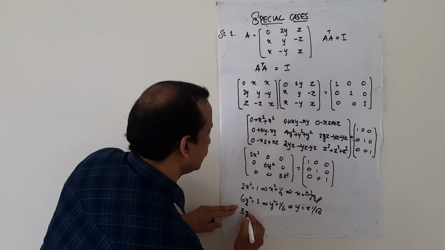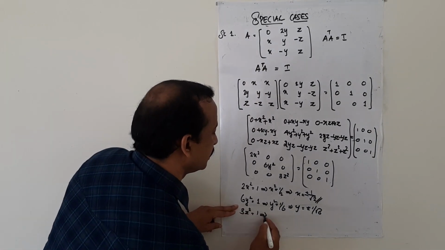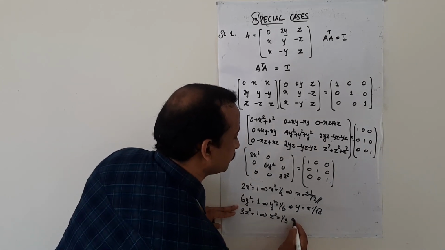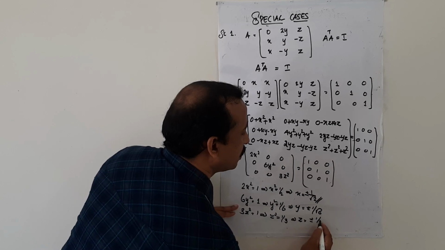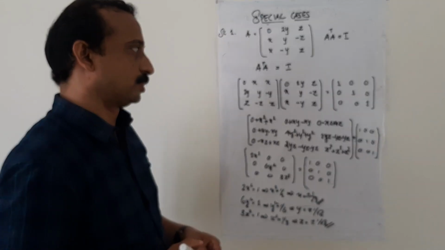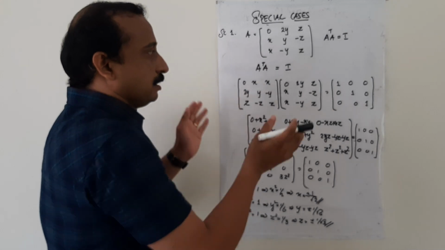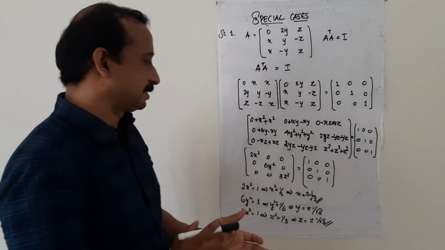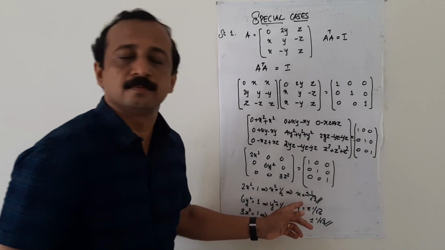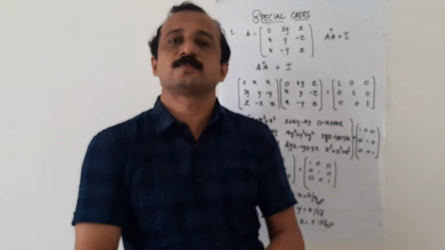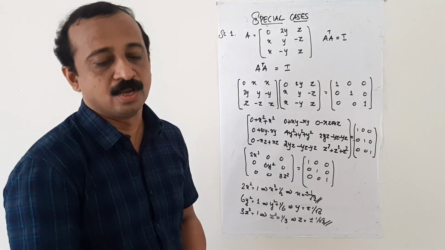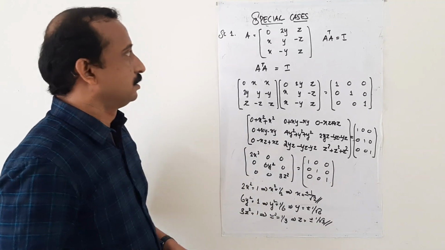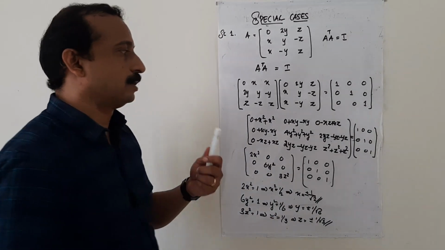And last, 3z square equal to 1, so z square equal to 1 by 3. Z is equal to plus or minus 1 by root 3. It's very simple. There's only multiplication and the condition for transpose. Then we get the answer for x, y and z. The values of x are plus or minus 1 by root 2, y plus or minus 1 by root 6, and z plus or minus 1 by root 3. Okay, that's all. Clear? Now discuss another question.